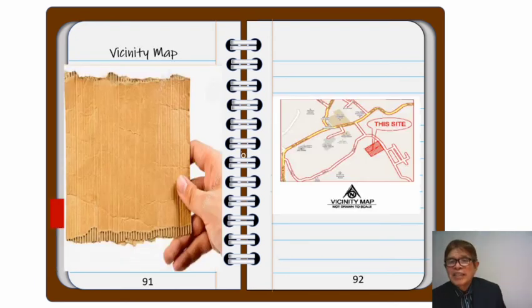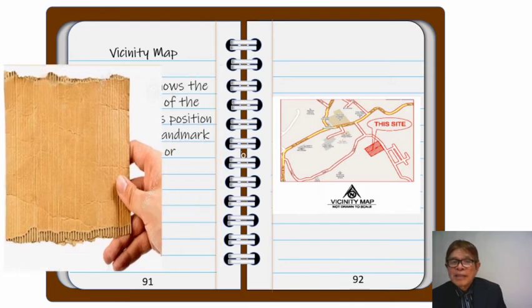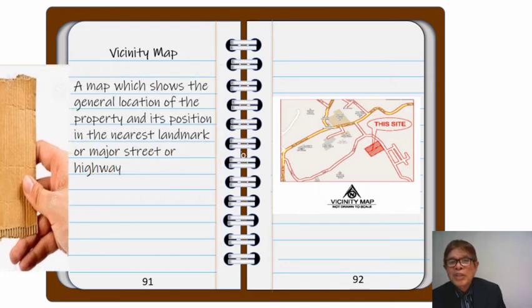What is vicinity map? Vicinity map is a map which shows the general location of the property and its position relative to the nearest landmark or major street or highway. Most developers of land always have a vicinity map, so you should ask for it.